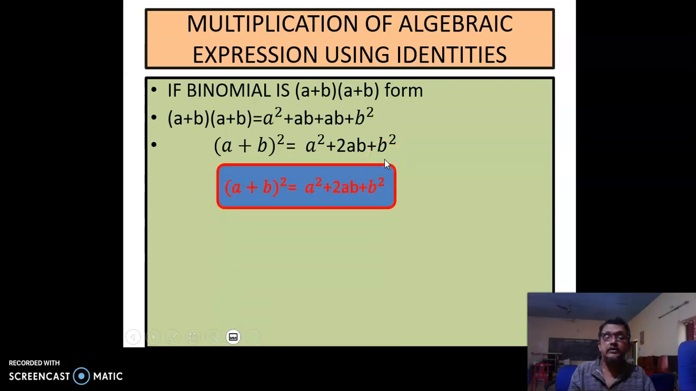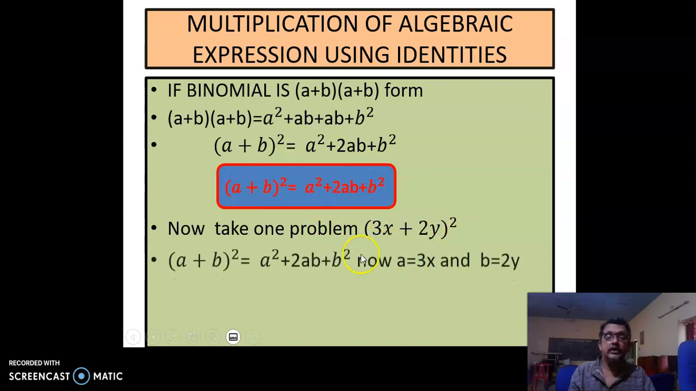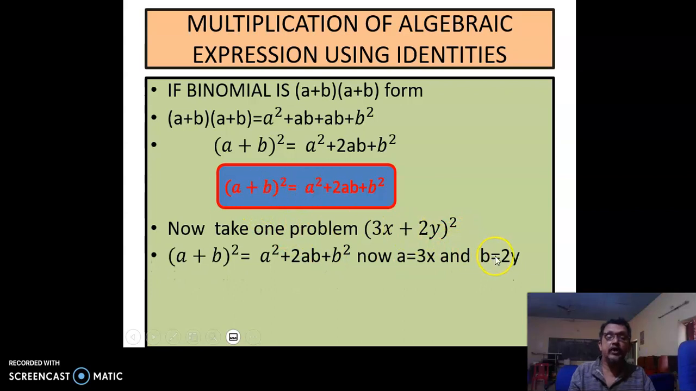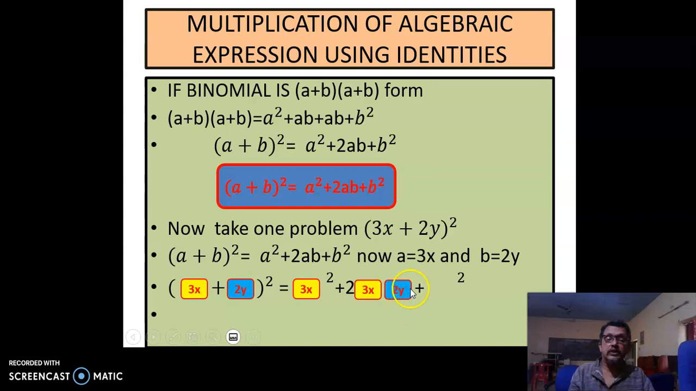Let us consider one problem. 3x plus 2y whole squared. Here instead of a, we have 3x. Instead of b, we have 2y. Okay, so now substitute here. Instead of a, substitute 3x. Instead of b, 2y. So 3x plus 2y whole squared equals a squared, which means 3x whole squared, plus 2 into a, 3x, into b, which means 2y, plus b squared, 2y whole squared.